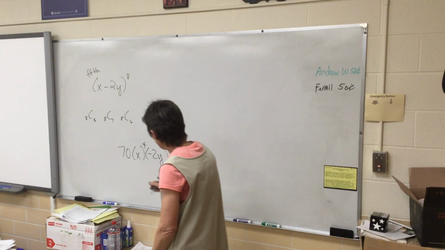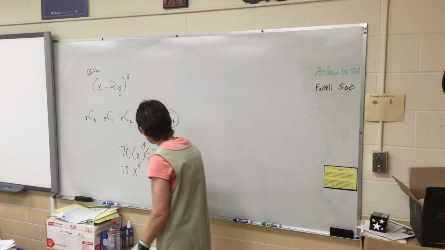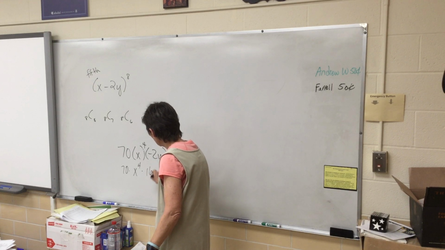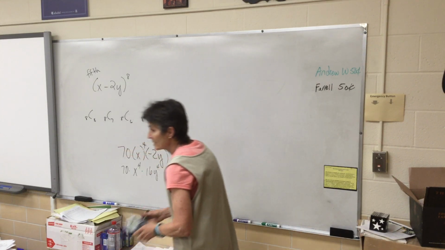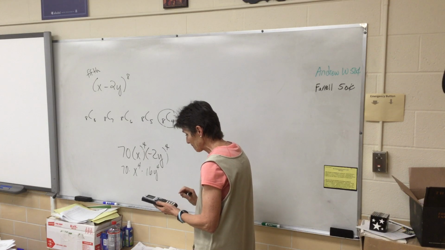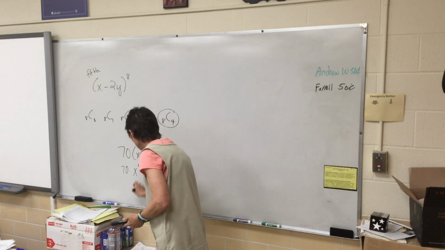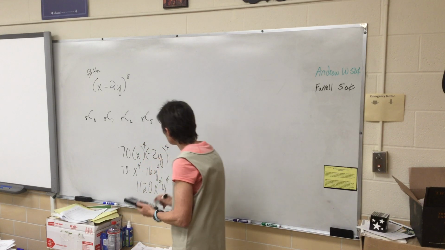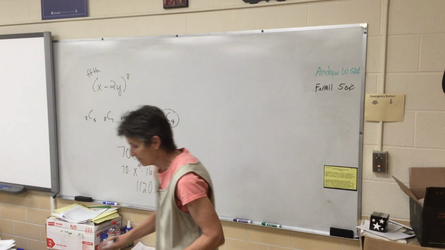And now I'll simplify. So I have 70, x to the 4th. Now everything in there gets to the 4th, so it's going to be 16 y to the 4th. Remember, a negative times a negative times a negative times a negative is going to be a positive. So I have to multiply my 70 and my 16. And there is the 5th term of that expansion.